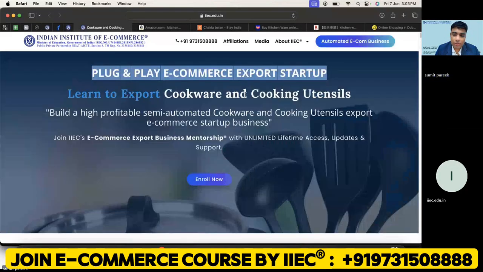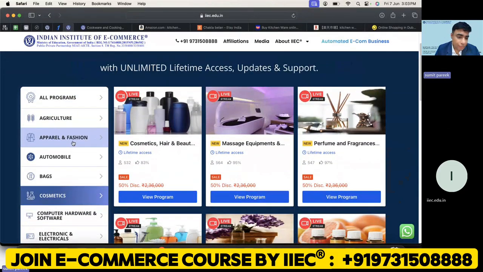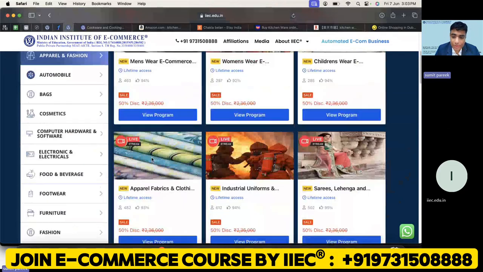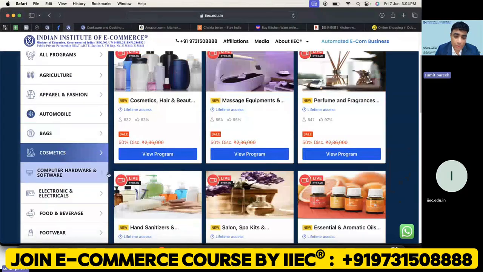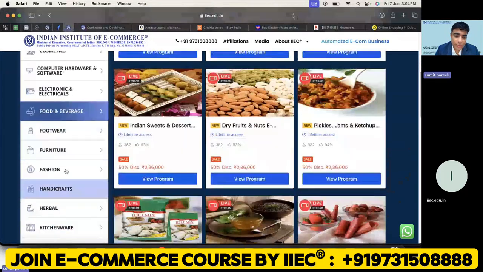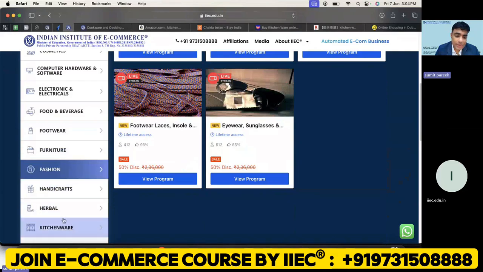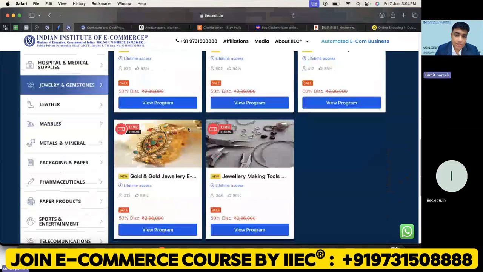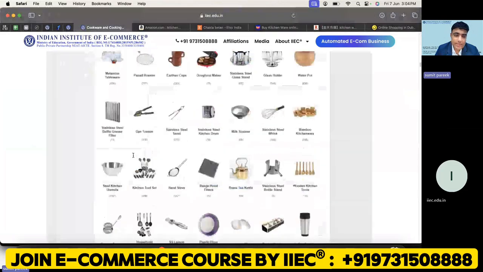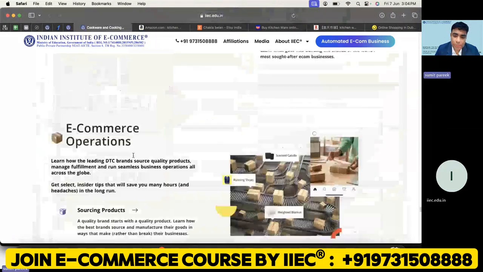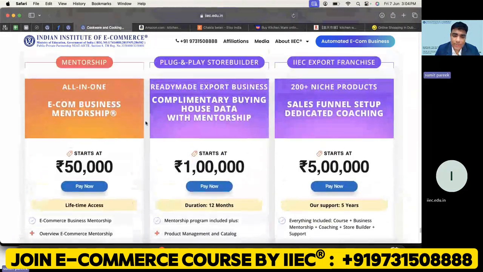just about the cooking utensils or cookwares, but I have got programs in a very wide array of niches. For example, apparel and fashion, you can get started in businesses like this. You can start selling products like cosmetic products or food and beverages products, furniture online, fashion products, arts and crafts, handicrafts, gems and jewelry. So you can sell anything and everything because I'm going to provide you this e-commerce store builder, and I'm also going to provide you the buyers database, suppliers database, and also the ongoing mentorship and support so that you can build a highly successful e-commerce business.